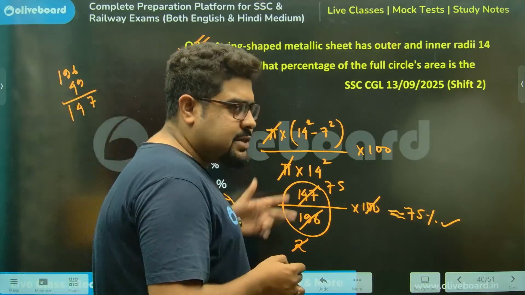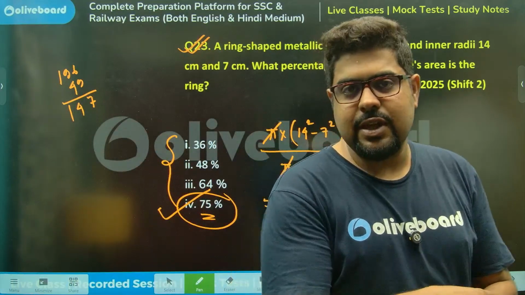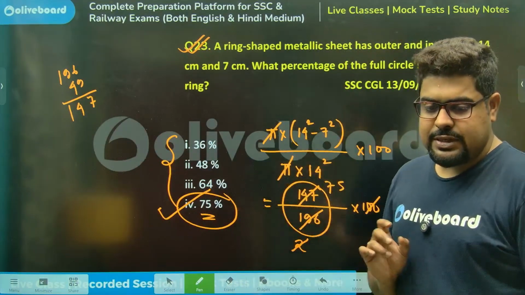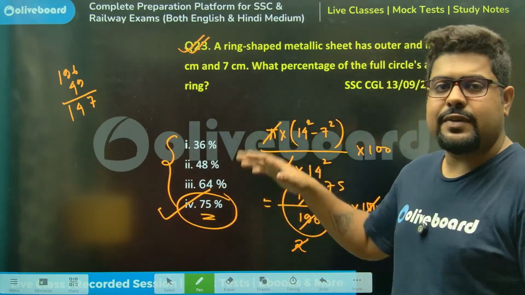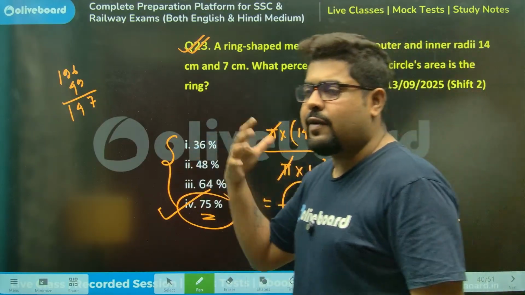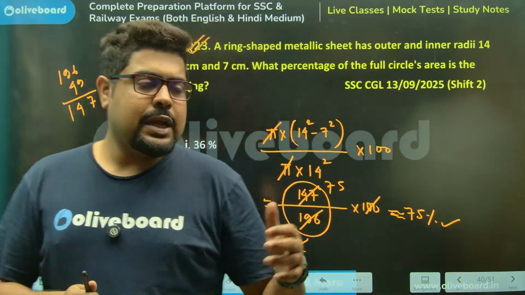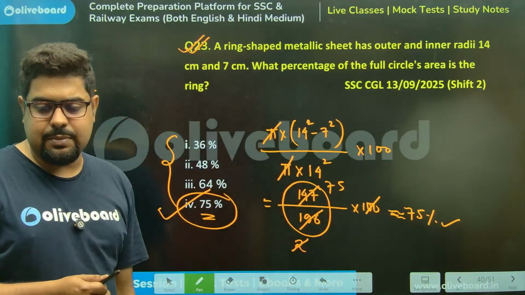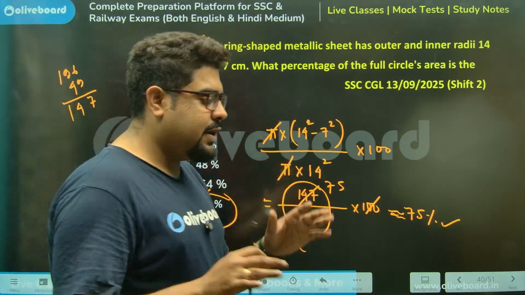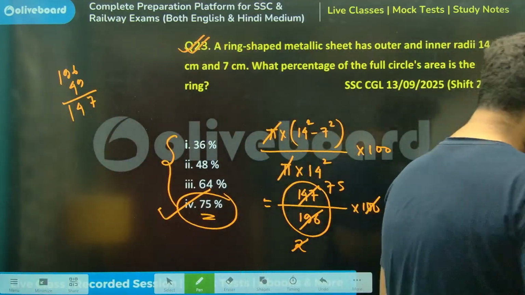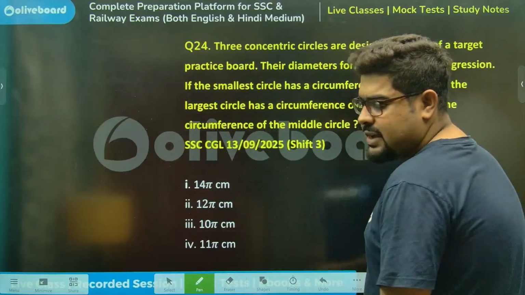Here, because the options are so far apart from each other, we can do this approximation. If the options were like 71, 72, 73, 74, 75 like this, then we would have to calculate much more closely, much more compactly. But here the options were given to us in such a manner only. Clear, everyone? Moving on.